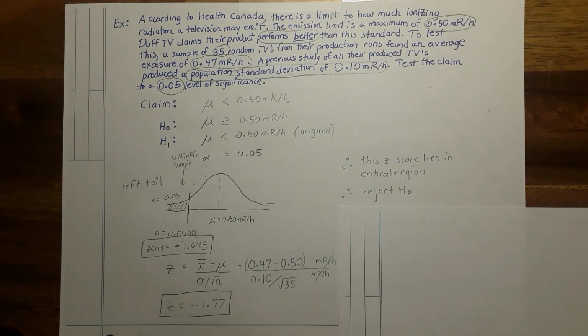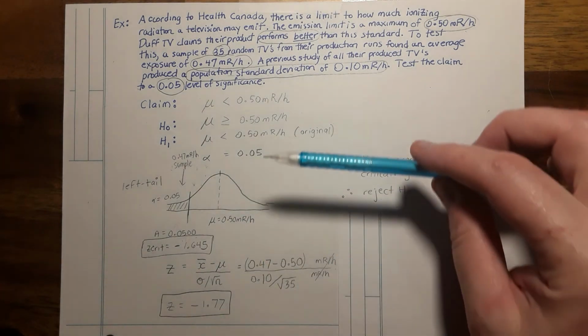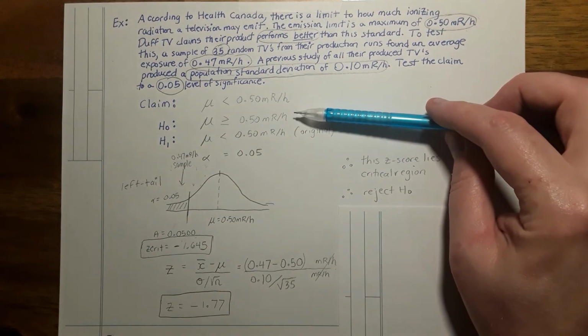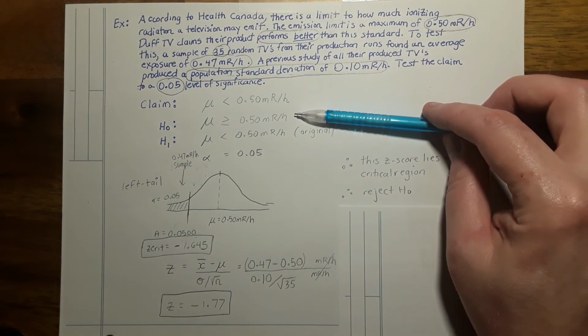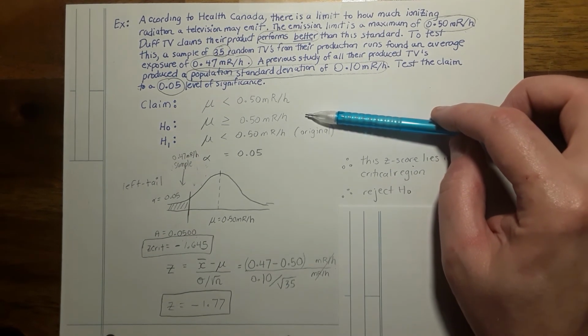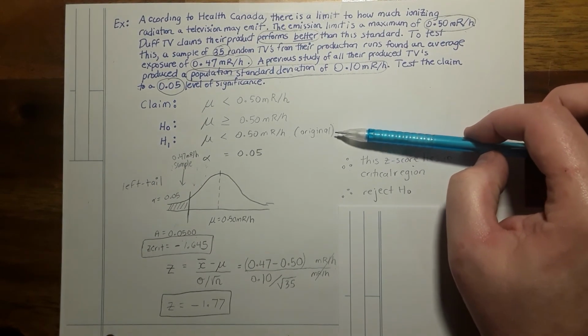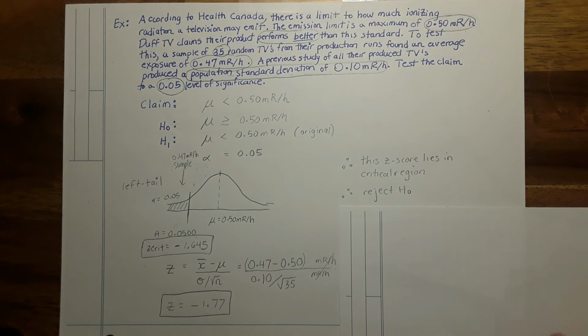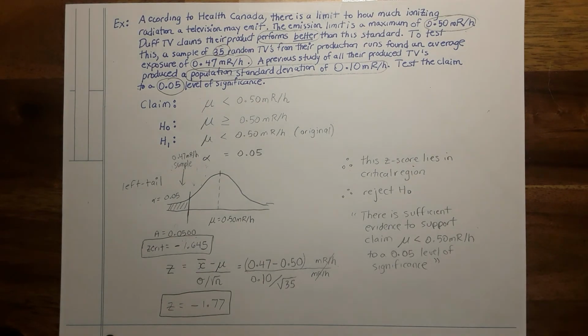But remember that the conclusion of the hypothesis test is always related to the original claim, whichever it may be, null or alternative. So if the original claim was the null, we would have evidence to reject it. But since the original claim is the alternative hypothesis, if I have evidence to reject the null, it means I have evidence to support this claim. And so your conclusion should say that there is sufficient evidence to support the original claim that mu is less than 0.5 milliröntgens per hour to a 5% level of significance.